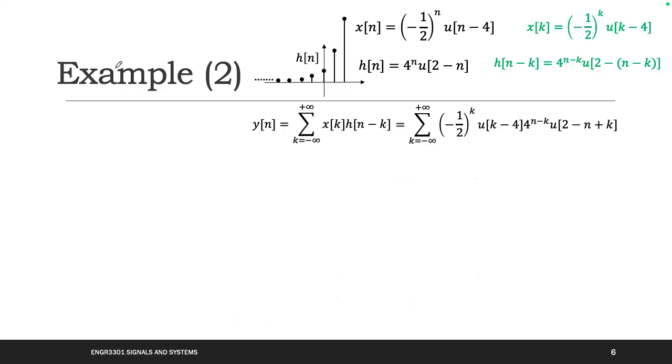So for this equation, we don't like the u function, am I right? We want to remove it. So let's check the first one. For the first one, how can we remove it? u[k minus 4], how can we remove it? Similar idea.